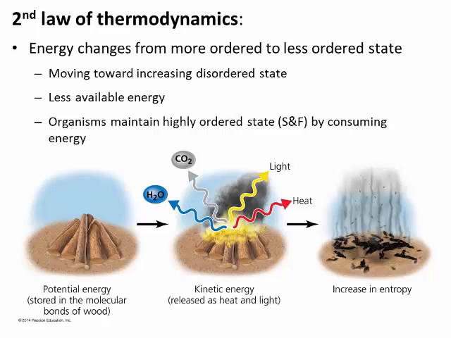In this figure there is potential energy in the logs in the form of chemical bonds in the wood. As the logs burn, energy is released in the form of heat and light. When there are only charred remains, there is more entropy and less energy available.